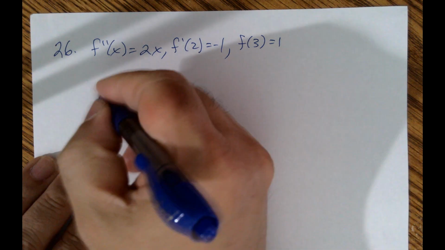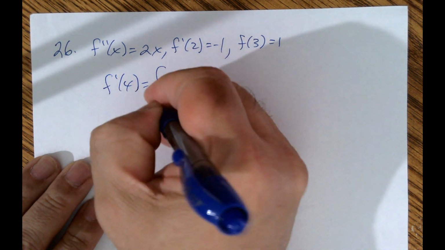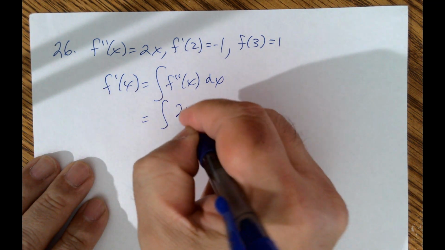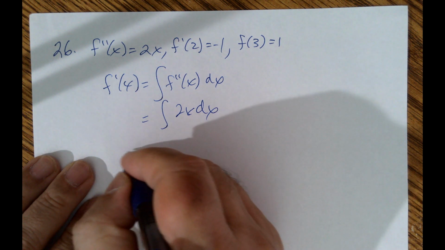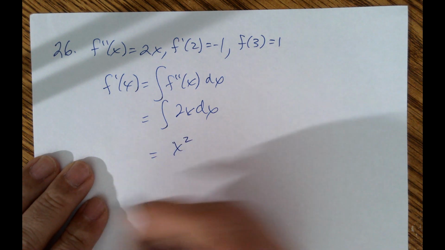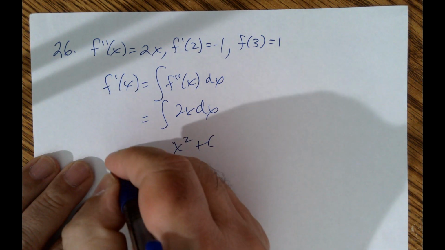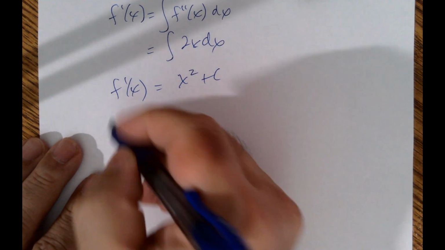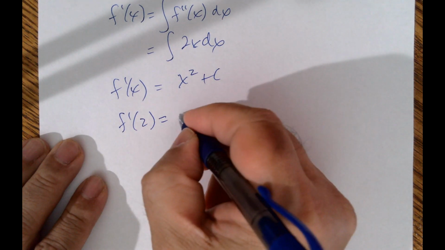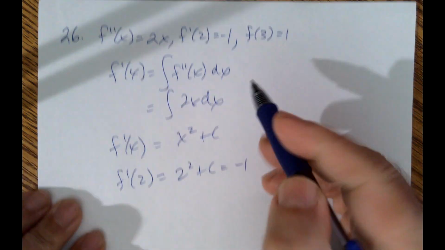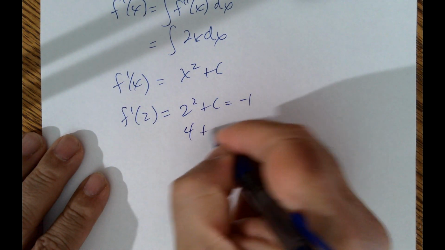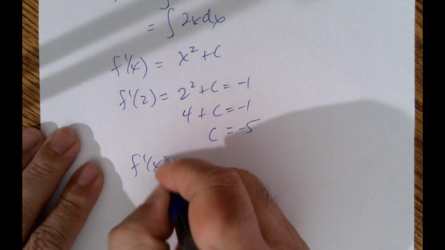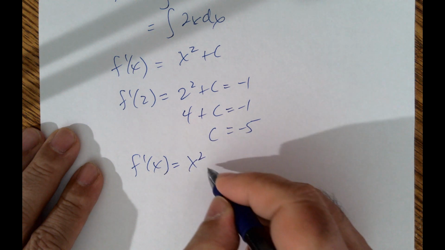Okay, so f prime of x is the integral of f double prime of x. So it's the integral of 2x dx. So that's going to be x squared over 2, so the 2's cancel, plus a constant, and that's what f prime of x is. And you're given that f prime of 2 equals negative 1. So f prime of 2, plug in the 2, that's got to equal negative 1. So that's 4 plus c equals negative 1, c is negative 5. So that means f prime of x equals x squared minus 5.